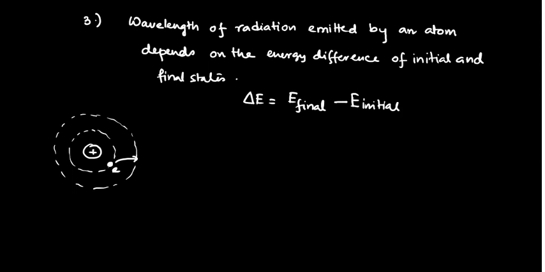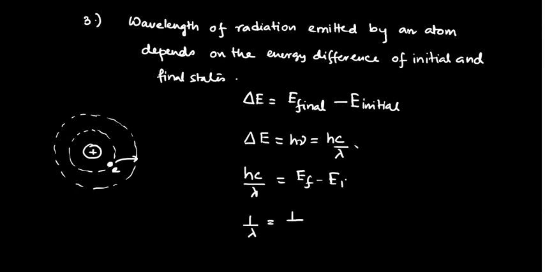Again, we know that this energy difference delta E is equal to h nu, which is equal to hc by lambda. Whatever the amount of energy is, that is reflected in the lambda value. So here we can write that hc by lambda is equal to E final minus E initial. So, 1 by lambda is equal to 1 by hc times (E final minus E initial). Okay.